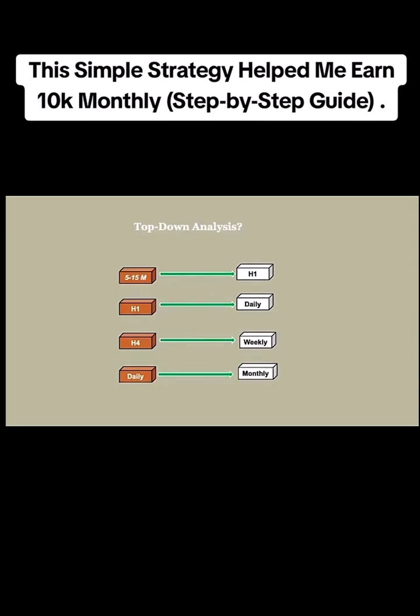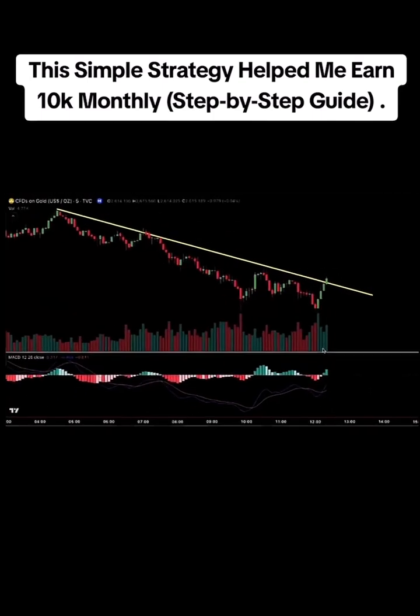Let's put everything we've learned into practice. Take a look at this 5-minute gold chart. The market was trending down, so we drew a clear trend line to track the movement. Then, the price broke above the trend line, which is our first signal that the market may change direction.